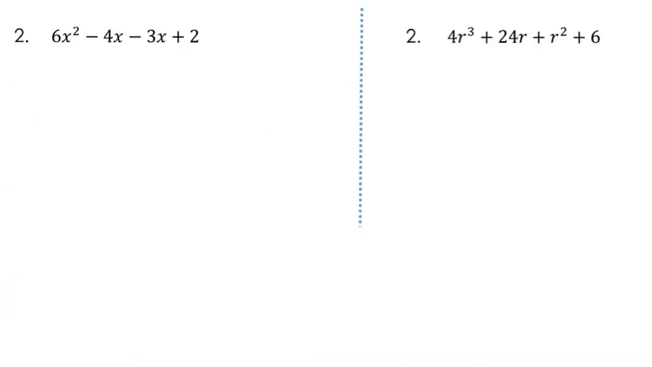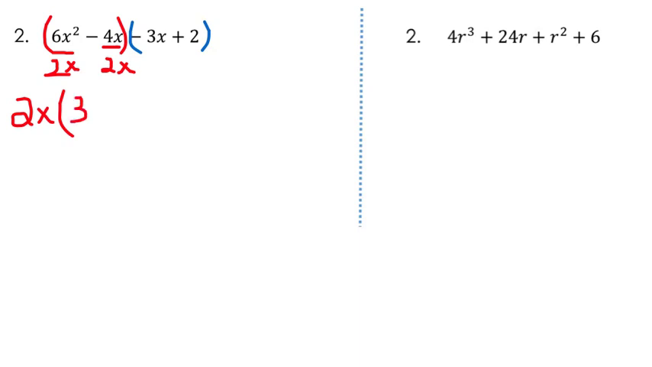For question number 2, we're going to start it just like we did the first problem. We're going to group our 4 terms into 2 different sets of parentheses. Next, we're looking at what's my GCF here. So for my first one, my 6x squared and my negative 4x, you can see that 2 goes into both of these terms. So I'm going to divide by 2. And I also have an x in common. So my GCF is 2x. When I pull that out front, I have a 2x, and I'm left with 3x minus 2.